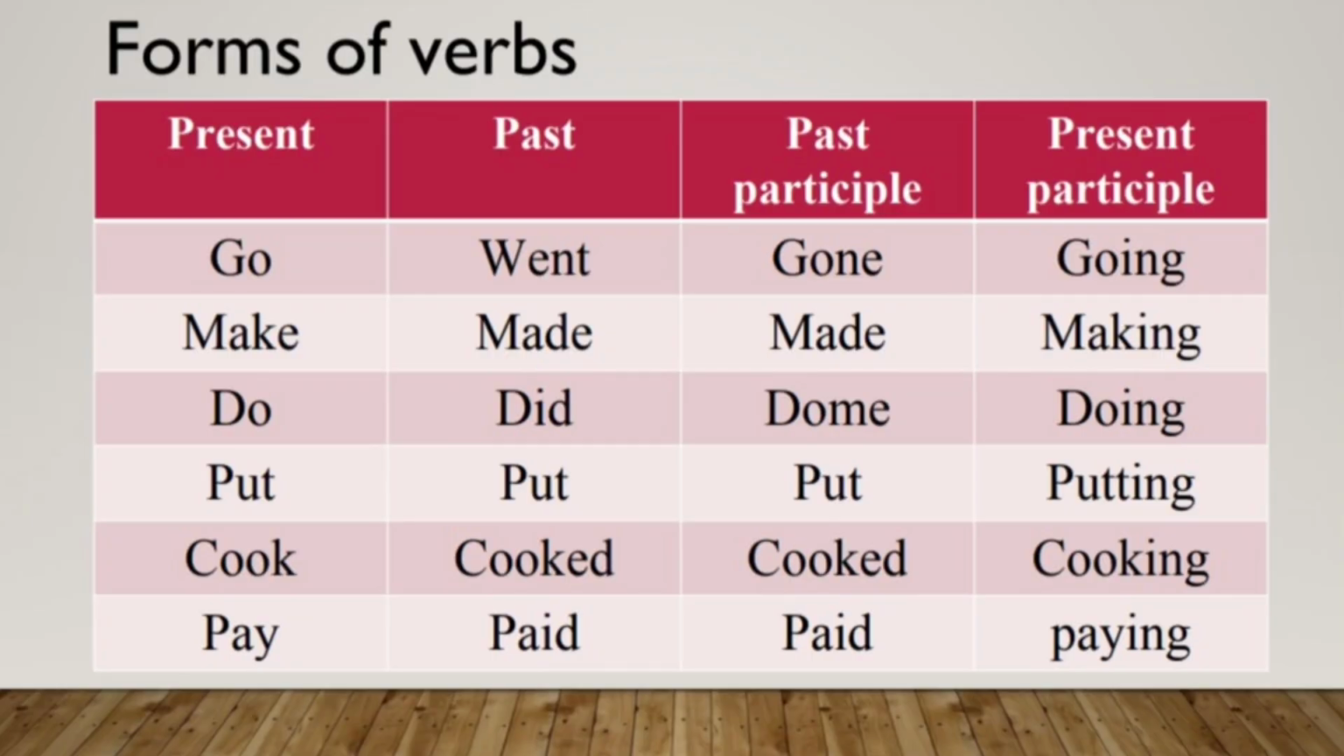First one is present, which is also called V1. Second one is past, which is also called V2. Third is past participle, which is V3, and fourth one is present participle, V-ing. For example, let us take the example of eat. Eat is present form, ate is past form, eaten is past participle form, eating is present participle form.